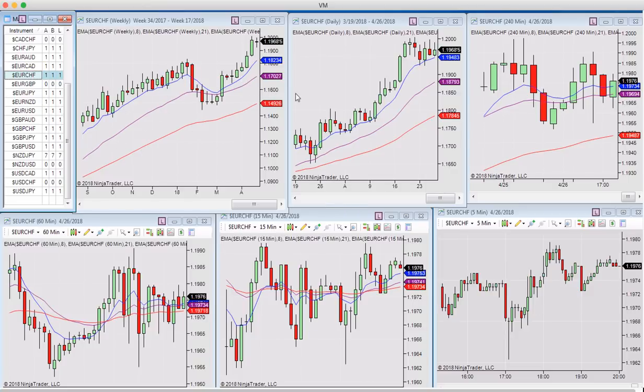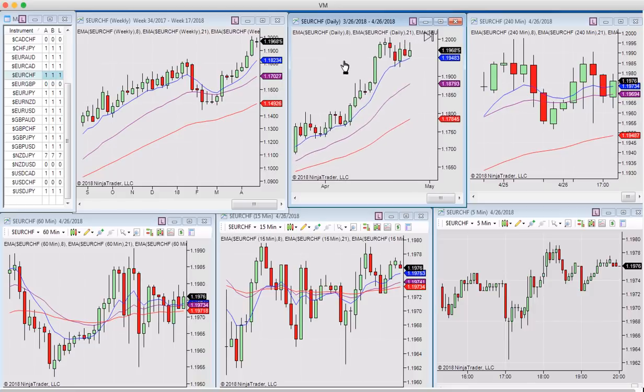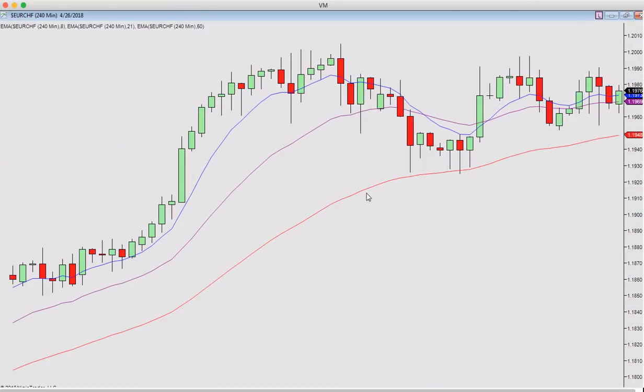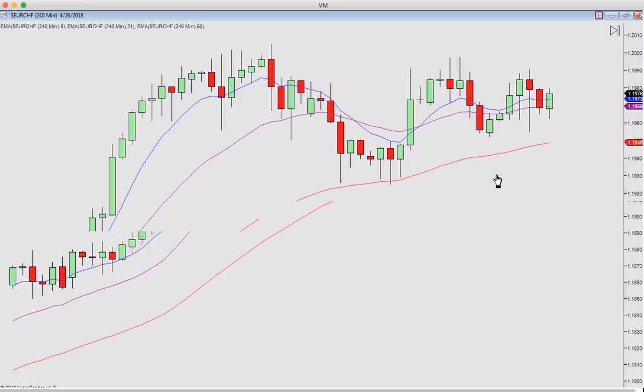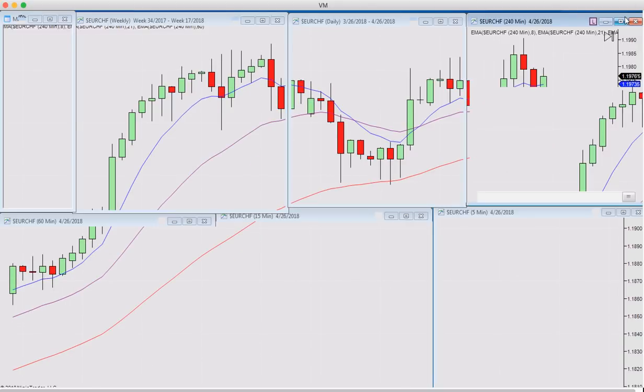EUR CHF, we've got strongly trending on daily and weekly. The weekly was a little overextended. It may have worked some of that off. It's at a nice support point. This could go either way. This is not bad. So let's look at the 240. It's survived a pullback, and now it looks to be ready to go again.